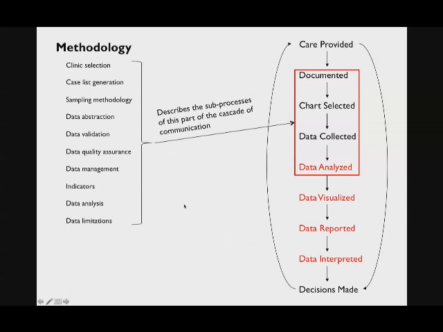So the methodology section should basically describe what I've boxed out here in red. How were the data abstracted from the charts? How were they sampled? How were they collected? And then how were they analyzed? And we can break down methodology into each of these various subcategories. So now I'm going to go through each of these one by one.